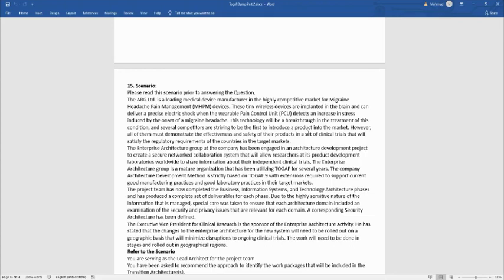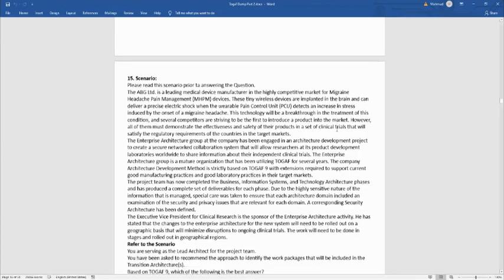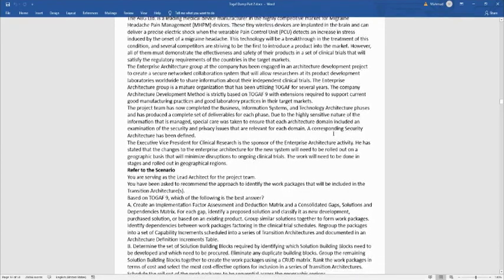The Test Development Group is a major organization that has utilized TOGAF for 7 years. The project team has, as they complete the business and information technology services, produced a complete set of deliverables for each phase. The executive of clinical research is the sponsor of the enterprise architecture activity. He has stated that the rollout of the enterprise architecture for the new system will be on a geographical basis with minimal disruption to clinical trials.